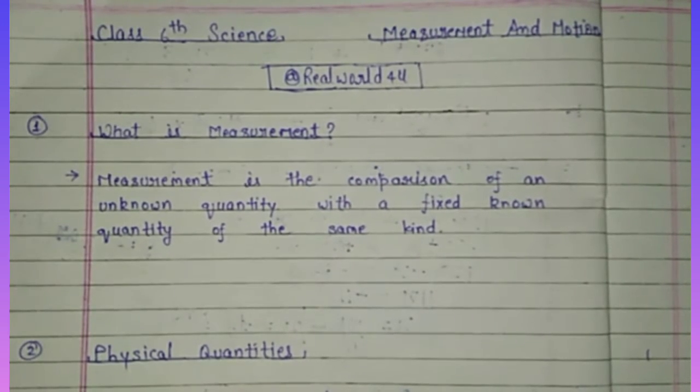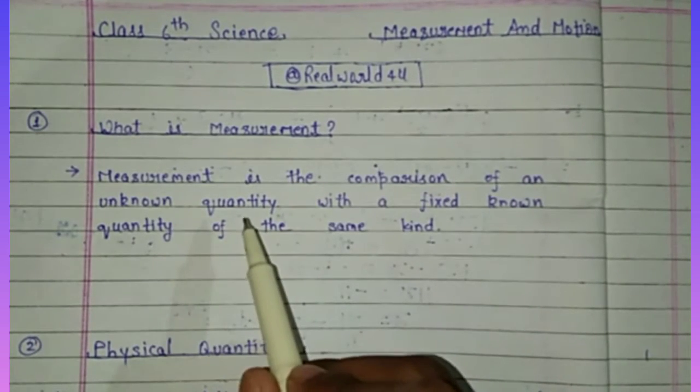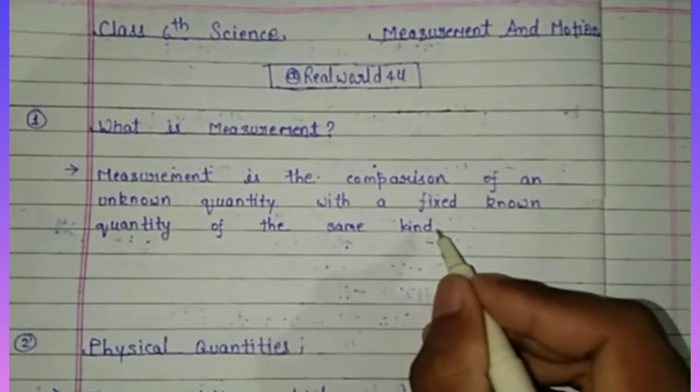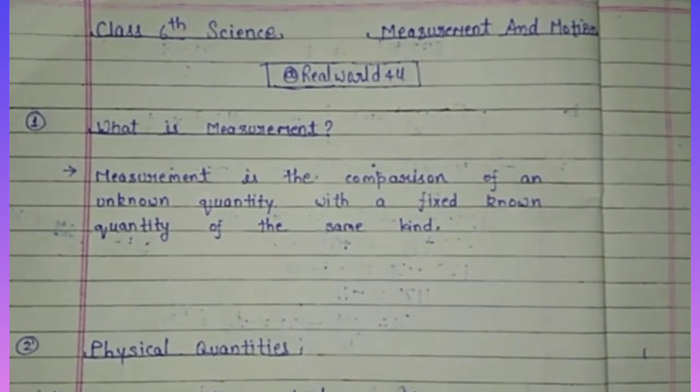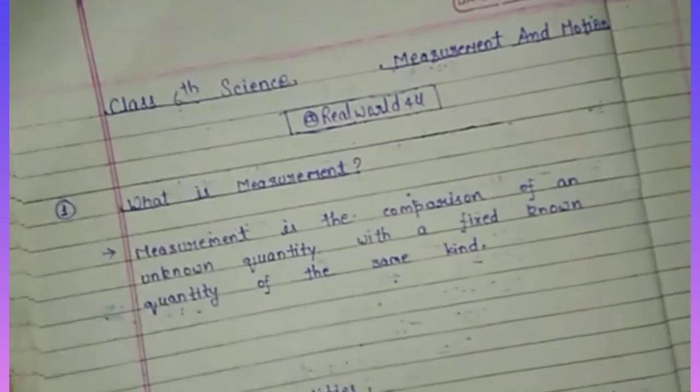And what is the definition of measurement? Measurement is the comparison of an unknown quantity with a fixed known quantity of the same kind. Something weird definition, but we will understand this with an example. So let me take an example.